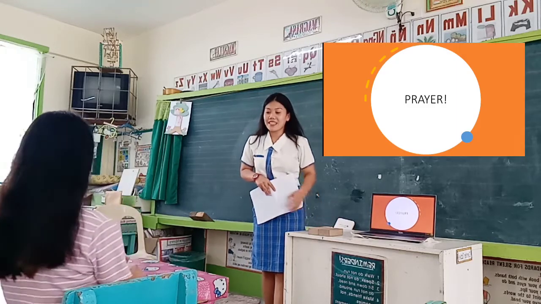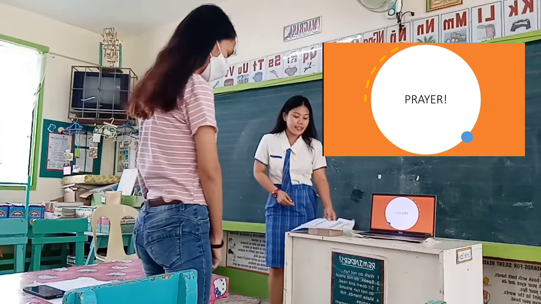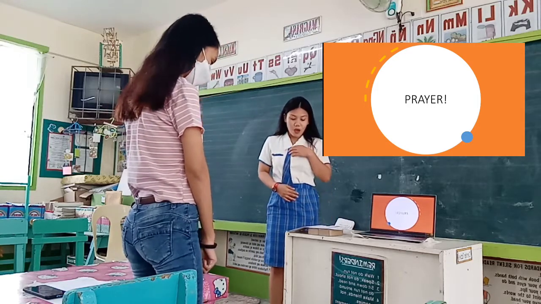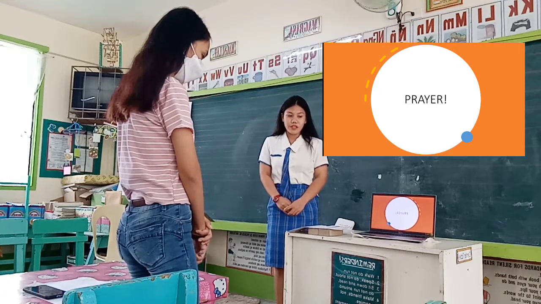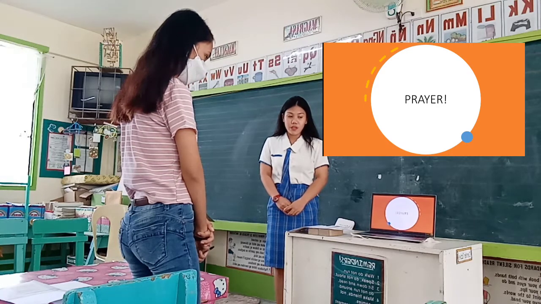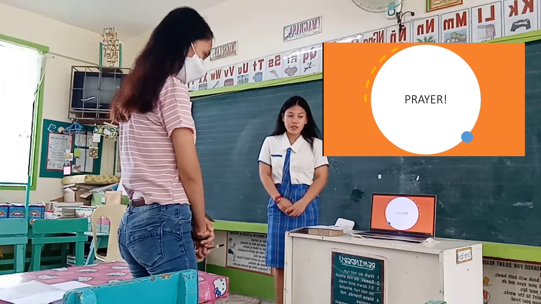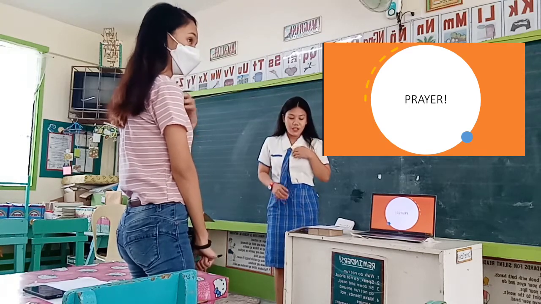Everybody, please stand. Bow down your head. In the name of the Father, the Son, and the Holy Spirit. Amen. Our Father who art in heaven, hallowed be your name. Your kingdom come, thy will be done on earth as it is in heaven. Give us this day our daily bread, and forgive us our sins as we forgive those who sin against us. Do not bring us into temptation, but deliver us from evil. Amen.